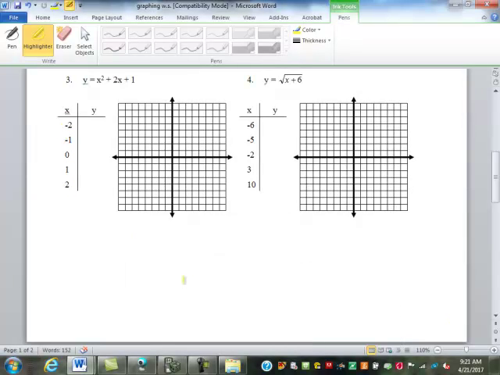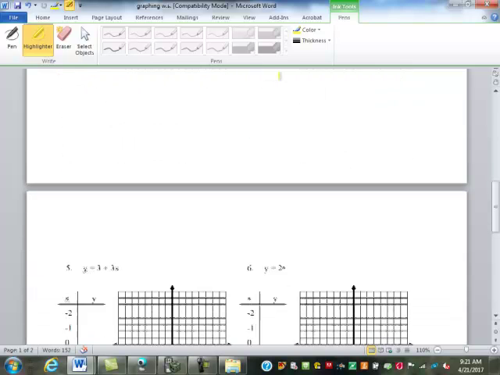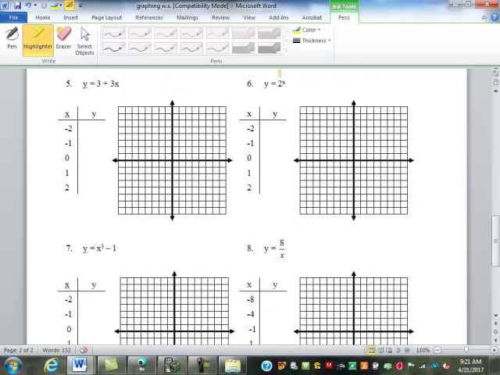Okay, it's time for break. What I'm going to do is have you write down the equations for these two quick, for 3 and 4. And I'll scroll down to the next ones, and then we'll go ahead and take our break. So 3 is y equals x squared plus 2x plus 1. 4 is y equals the square root of x plus 6. Then those will be the next 4 after that.